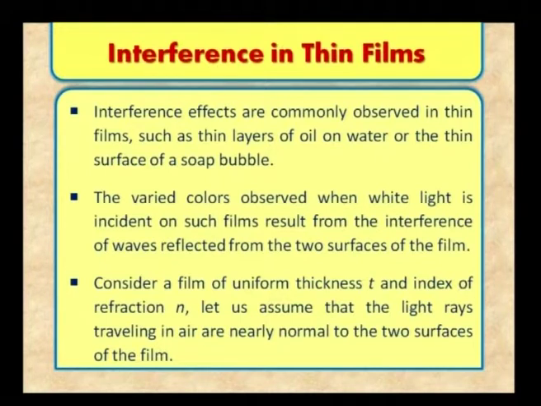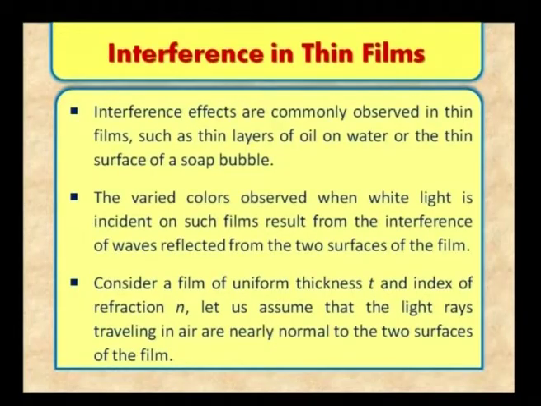What we want to tell is about the varied colors observed when white light is incident on such a film. When sunlight is falling and you walk on the road, you have a thin layer of oil or petrol on the surface of water. You may be wondering why it is colored. The coloration is due to the interference of white light that is incident on the oil film. So the varied colors result from the interference of waves reflected from the two surfaces of the film.